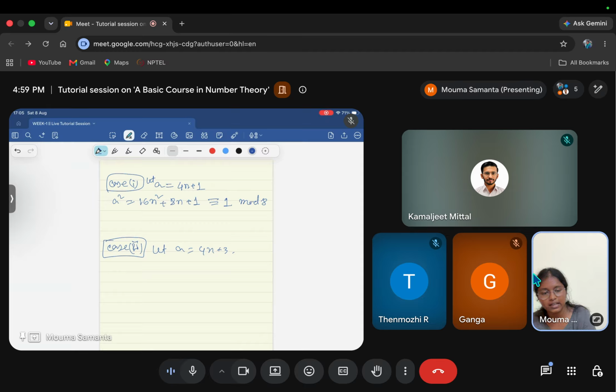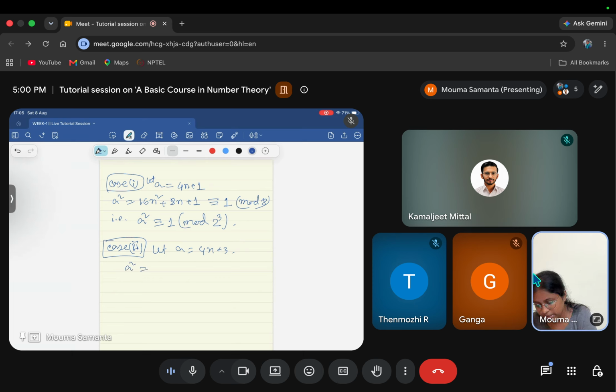So in this case we are done. We are getting A square is congruent to 1 mod 2 power 3. This is the result we are expecting to be true in our base case of induction hypothesis. So when A has this form, we are done. Now let's see this case.